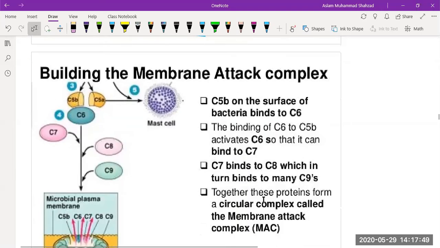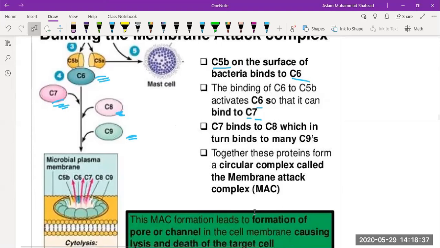How does that process occur? If, for example, hepatitis or any viral infection occurs and triggers the immune system, then certain proteins like C5b and C6 bind on the surface of the bacteria. After that, the binding of C6 to C5b activates C6, which can then bind to C7. So it is a chain reaction, and this picture shows C5b binding with C6, which activates the binding of C7, and then C8 and C9. This is a series of steps, and together these proteins form a circular complex known as the membrane attack complex.